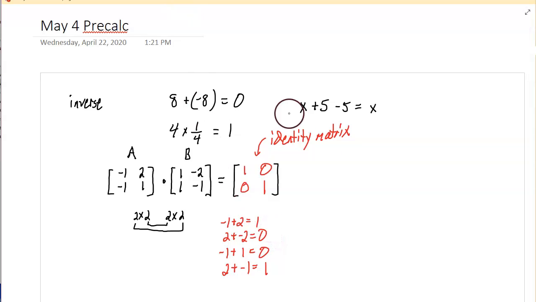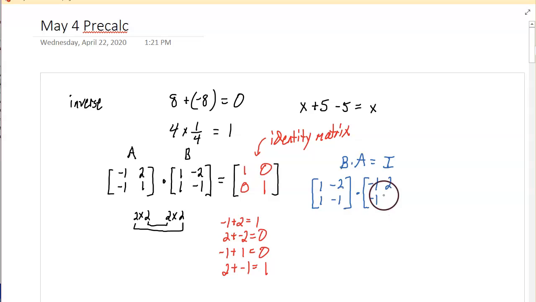However, we have to check that B times A also would make the identity matrix, because for two matrices to be inverses of each other, when multiplied together in either order, it has to create the identity matrix. So to check that A and B really are inverses, we need to now multiply B times A. Let's do that here. Here's matrix B. Here's matrix A. A 2 by 2 multiplied to a 2 by 2 creates a 2 by 2. Let's get the top left number. 1 times -1 is -1, plus -2 times -1 is 2, and that adds up to 1.